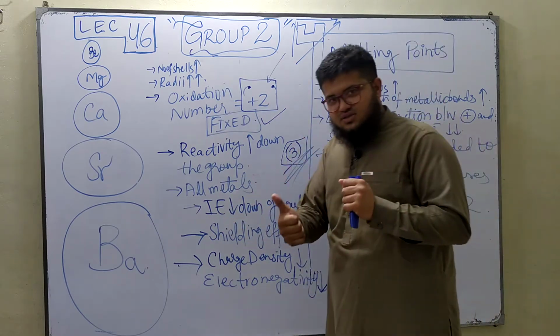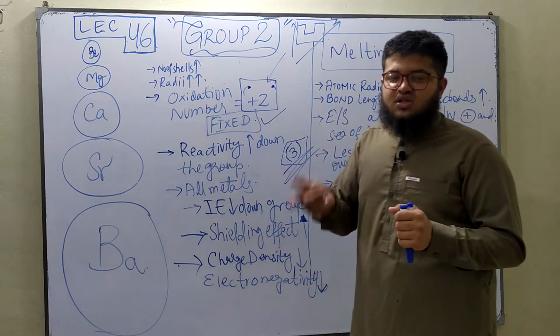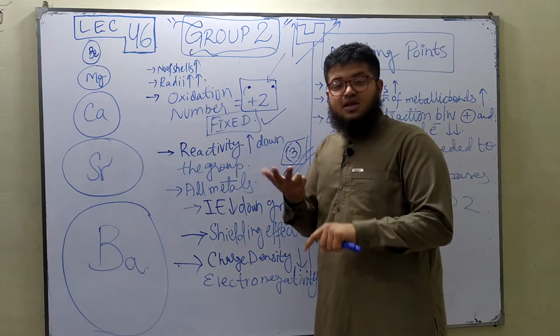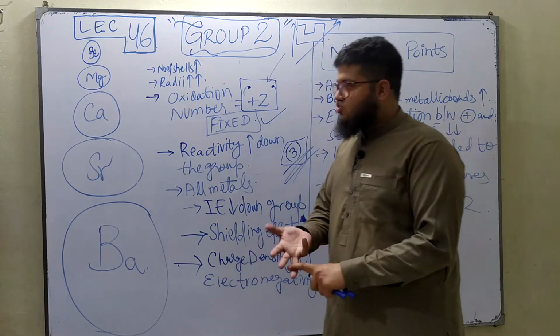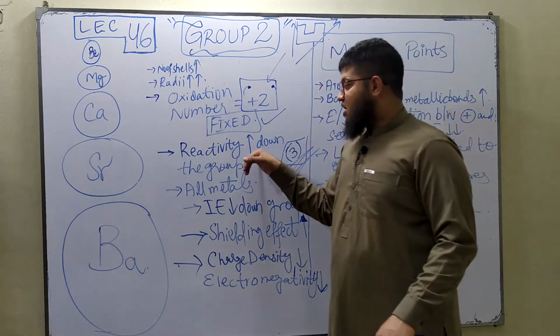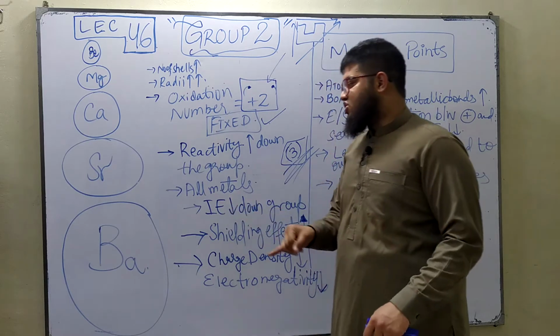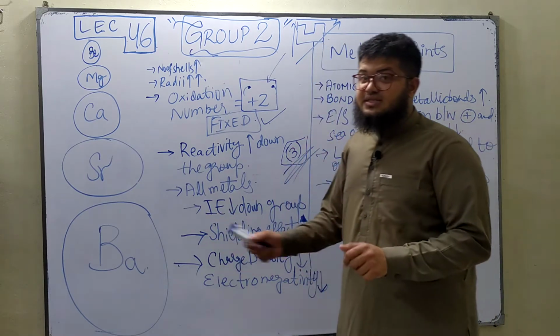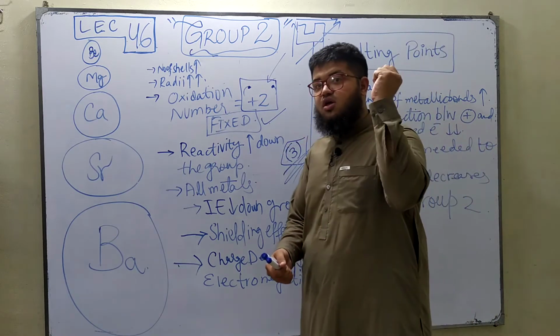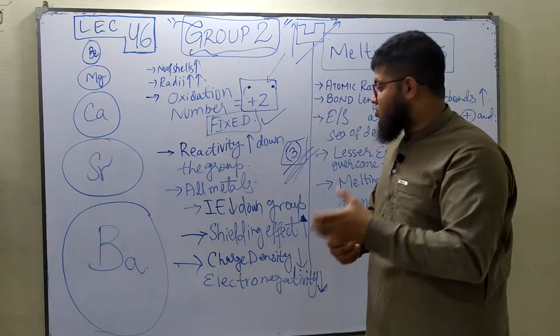Radius rising, nuclear attraction falling, the ability to lose electrons rising, so it is easier to remove electrons. That will increase the reactivity, and the ionization energy will fall. Because ionization energy is the energy needed to remove the outer shell electron, less energy would be required to remove the outer shell electron.